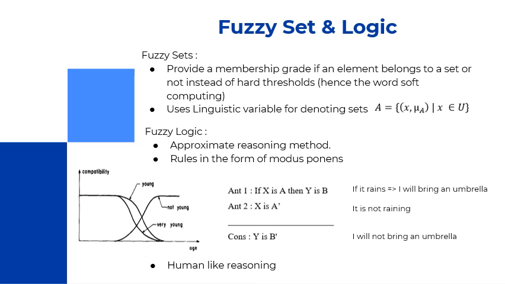Fuzzy logic uses the fuzzy sets in order to derive an implication. It consists of rules that are of the form if, then, as should. Consider the rule: if it rains, I'll bring an umbrella. If the antecedent is, if it is not raining, the consequent will be, I will not bring an umbrella.